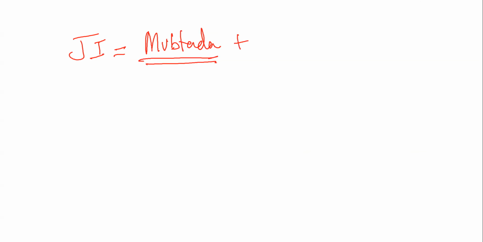So as we said, in Jumla Ismiya the Mubtada is mandatory. We need the Mubtada. And Khabar and MBK are optional. Any one can be present and the other absent, and it still will be a complete Jumla Ismiya.